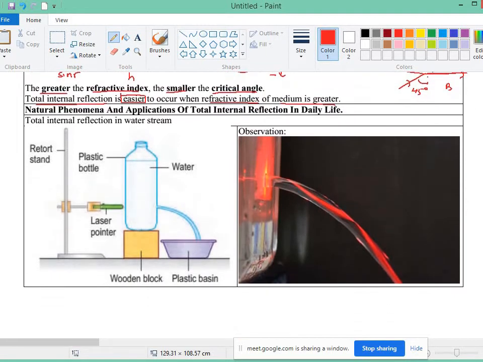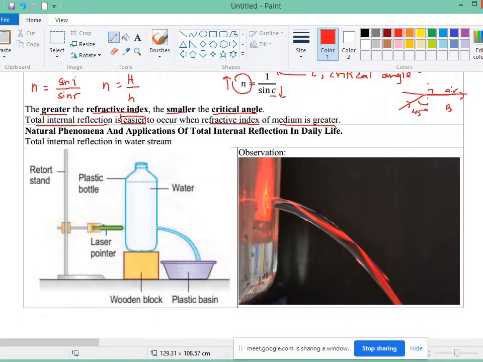And then, okay, natural phenomena and application of total internal reflection in daily life. Where can we observe total internal reflection? So, for example, here we have a simple experiment. Here we have water, and there is a wooden block propping up the bottle, and then we use a laser pointer, pointing at this point. At this point, we poked a hole and the water spurts out from the bottle.